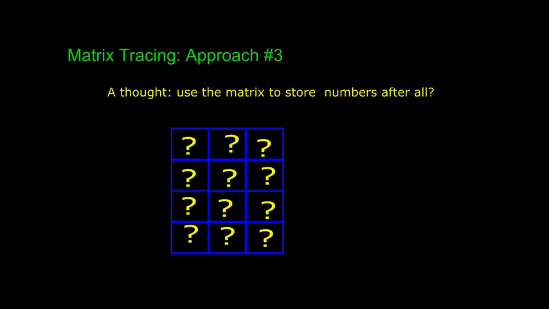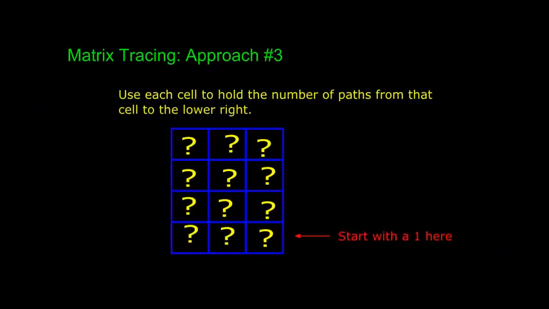But I thought, well, what if I stored the number of paths to the lower right corner from each cell in that particular cell? That sounded doable because that number for any particular cell should be equal to the sum of numbers in the cells to the right and below. But for that to work, I knew I couldn't start in the upper left. I would have to start in the lower right and then work backwards from there.